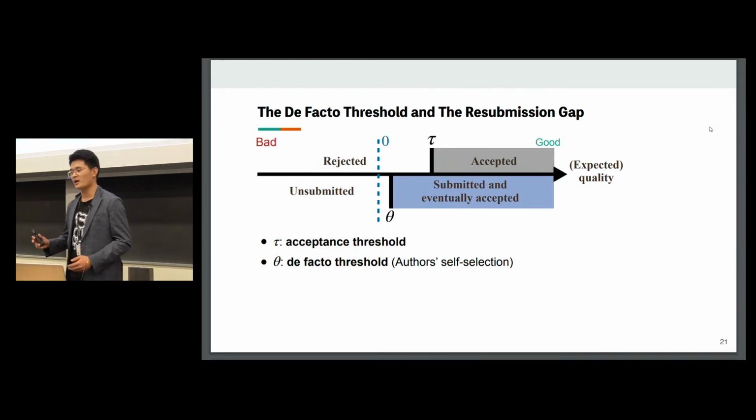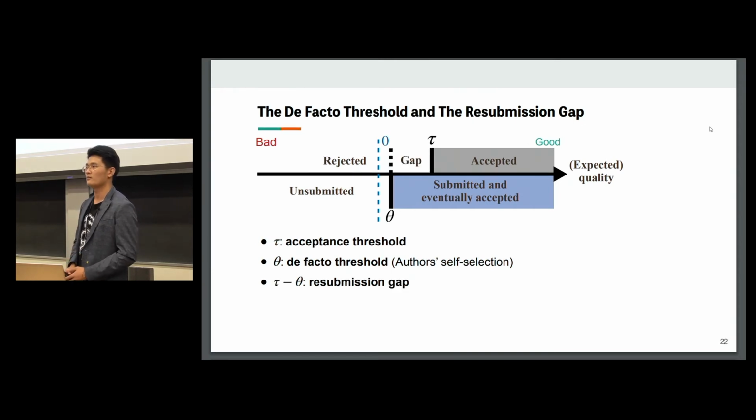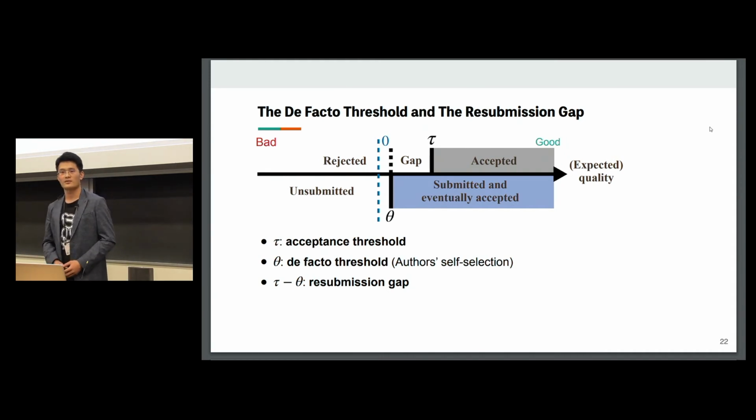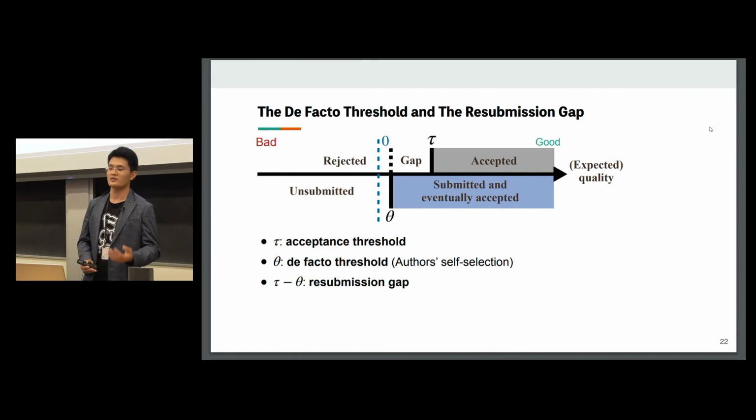So de facto, every paper in this blue area is submitted and keeps being resubmitted until it is eventually accepted. We thus call theta the de facto threshold, which captures the authors' self-selection. Theta is related to tau, but not equal to tau. There's a gap between tau and theta. We call this the resubmission gap, which is caused by the review noise. You can imagine that the authors will try to take advantage of this noise, so there's a gap.